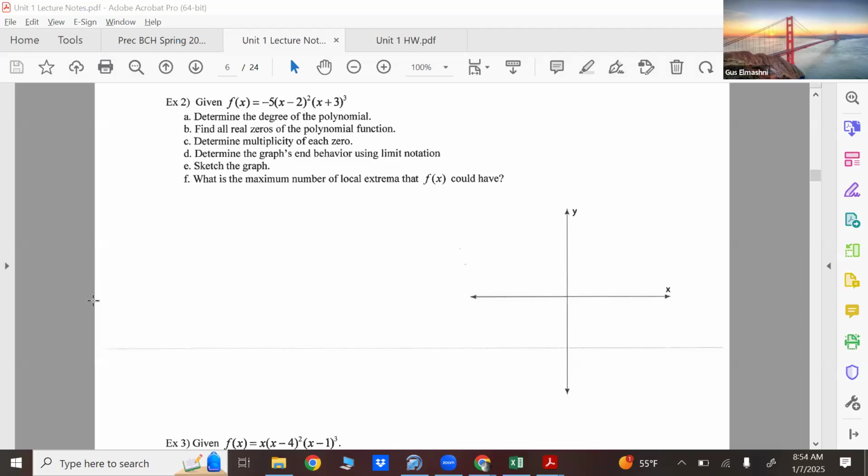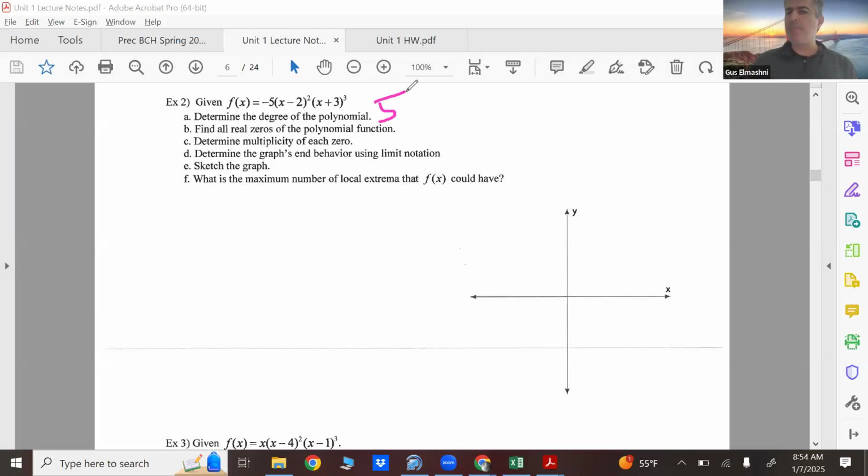What do you think the degree is for the function? If you were to expand it, don't expand it, by the way. Please don't do that. That'll take too long. Don't FOIL it. But if you were to imagine, what would be the highest exponent? What do you think it's going to be? 5. Right, because you have an (x minus 2) squared and (x plus 3) cubed. So degree is 5. Okay.